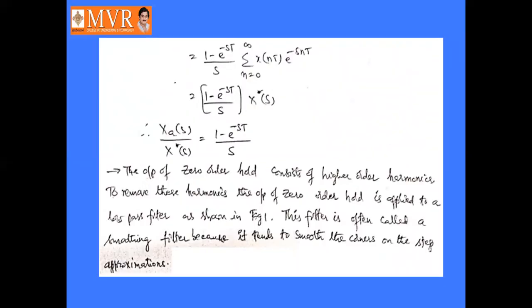So the output of the zero order hold is applied to a low pass filter as shown in figure 1. This filter is often called a smoothing filter because it tends to smooth the corners of the step approximations. Okay.